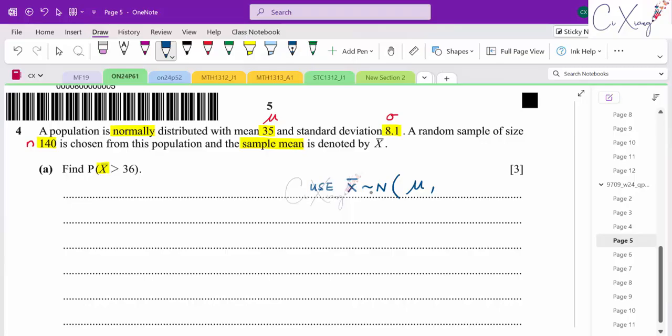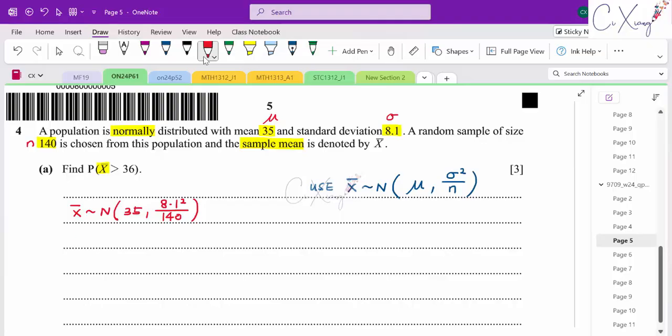What's the variance of a sample mean? The variance of a sample mean will be the population variance divided by the sample size. Before we calculate the probability, let's find out the distribution for our question first. The mean of the sample mean will be equal to the population mean, which is 35. The variance of the sample mean will be the population variance, 8.1 squared, divided by the sample size, which is 140.